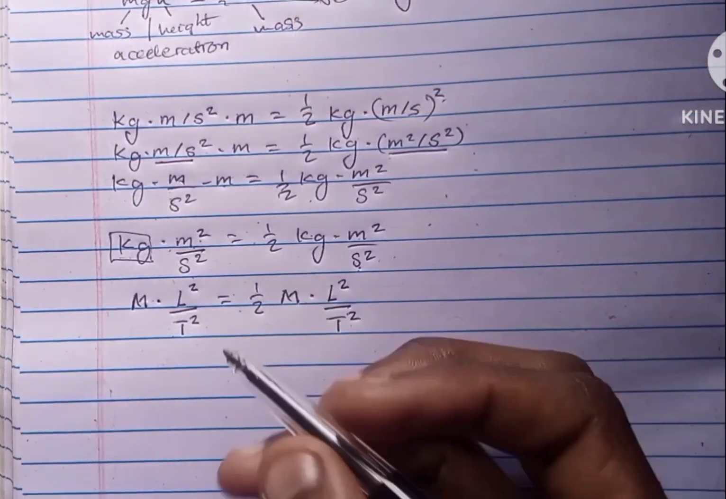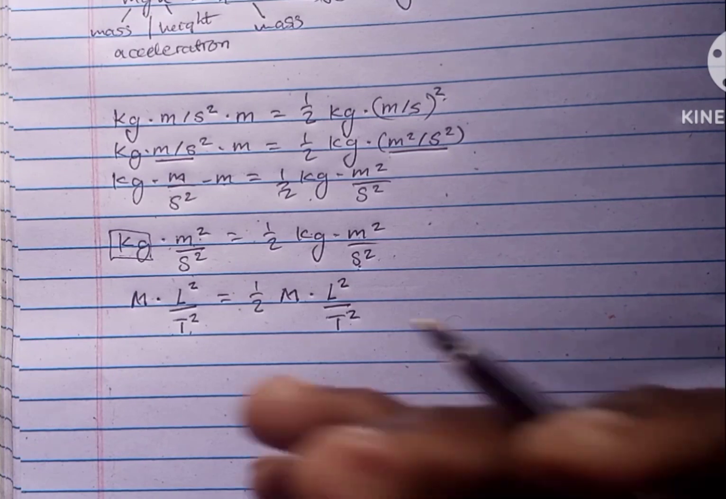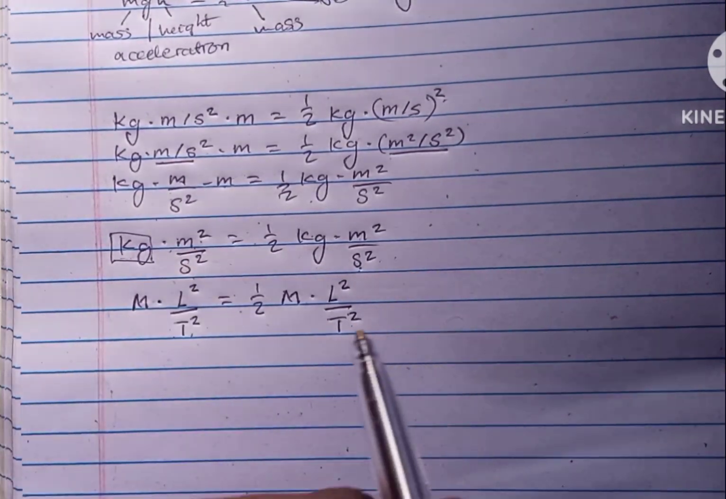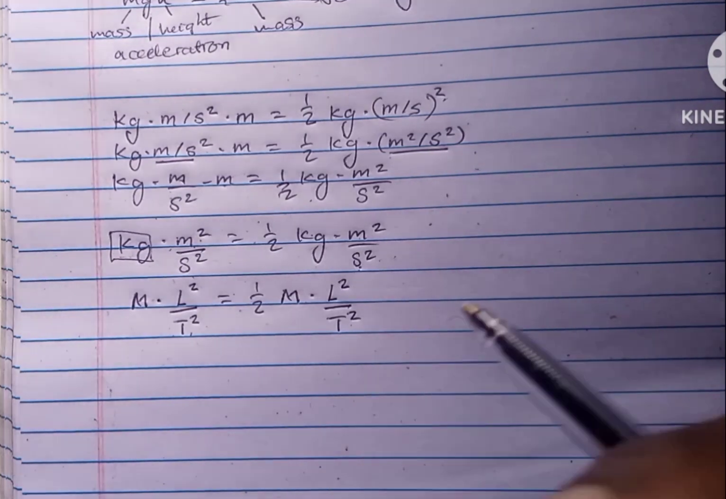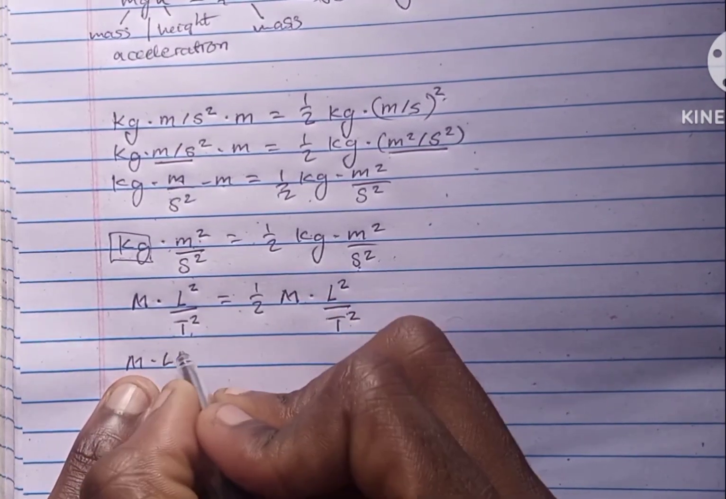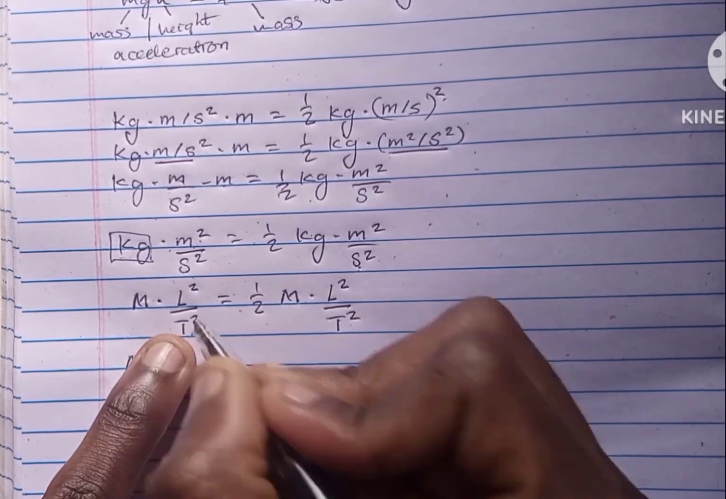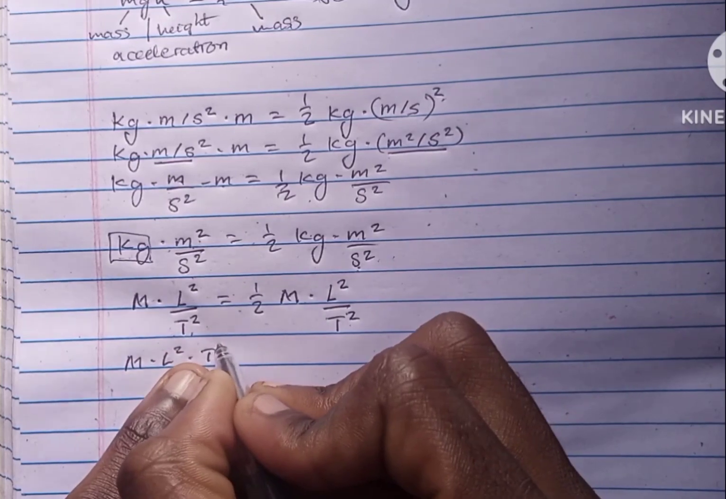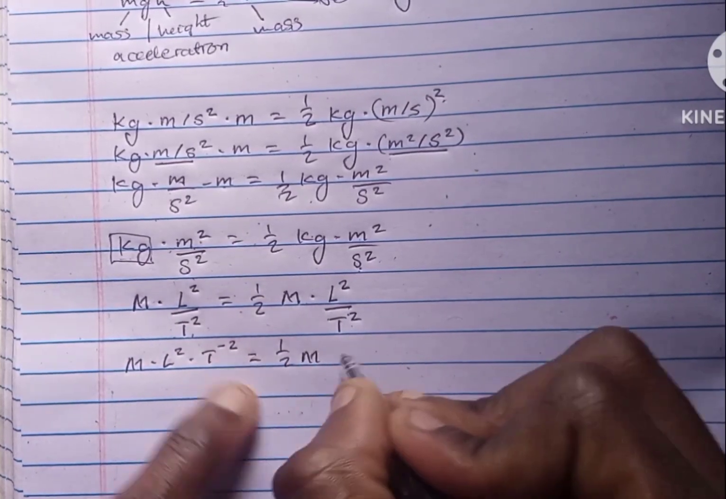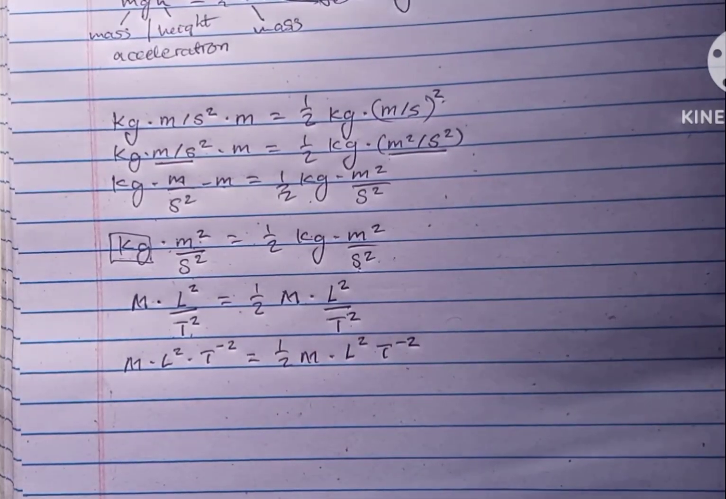Now I'm going to write this T at the numerator, and this T at the numerator, and we know if we're writing something that was in the denominator at the numerator, we multiply the power with a negative. So I'm going to have M multiplied with L to the power 2 multiplied with T. This 2 I'm going to multiply with a negative, and it's going to give me negative 2, is equal to 1 over 2 M times L to the power 2 T to the power minus 2.